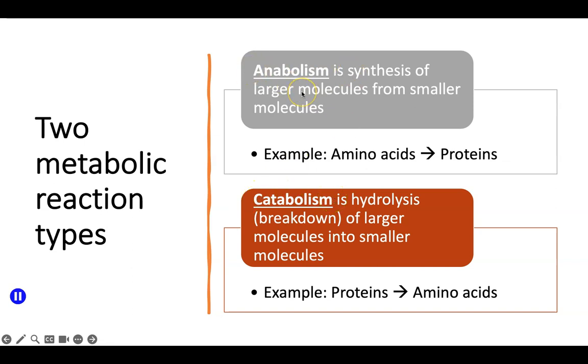So anabolism is building bigger molecules from smaller molecules. An example would be building proteins from amino acids. Catabolism would be the opposite. It's the hydrolysis or the breakdown of larger molecules into smaller. So this would be like breaking down proteins into individual amino acids.